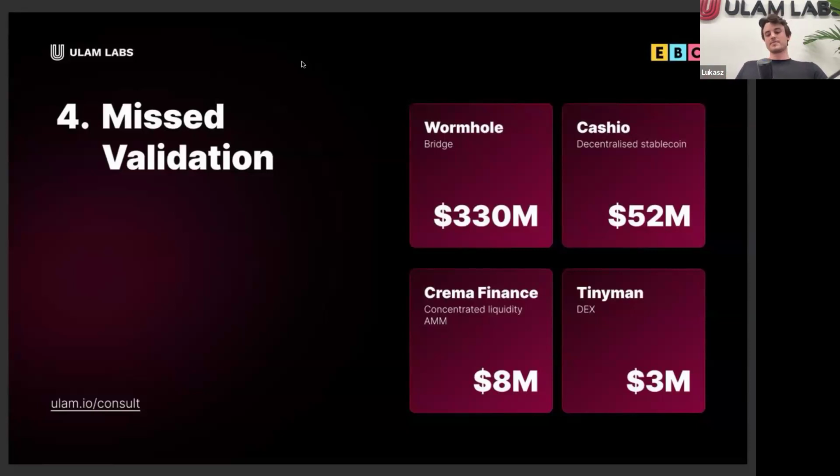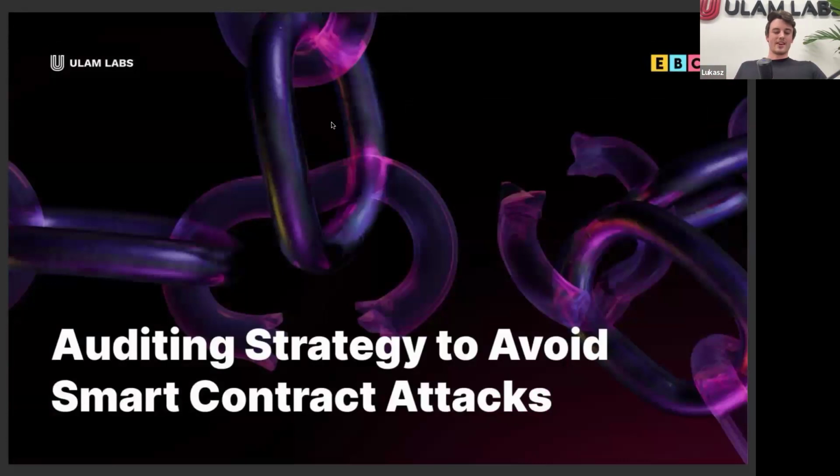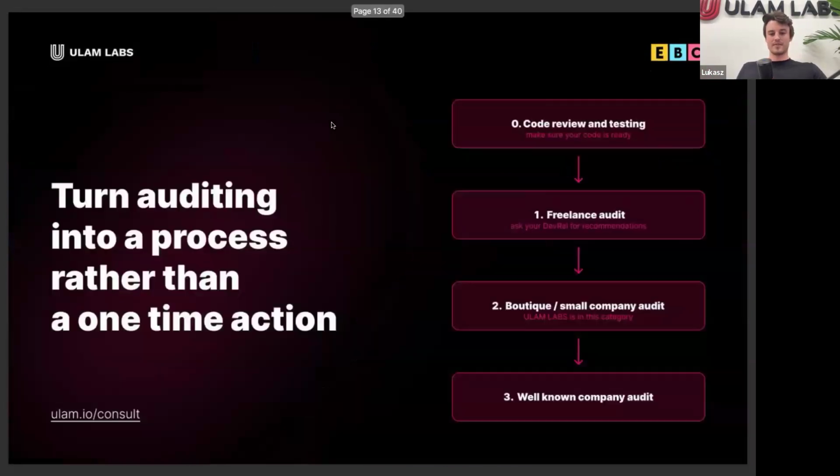So here, I want to propose an auditing strategy that avoids these issues and brings your chance that the smart contract is secure to the highest possible level. First of all, let's start at the very, very beginning. The smart contract auditing process starts with the quality of your code, the review and testing.